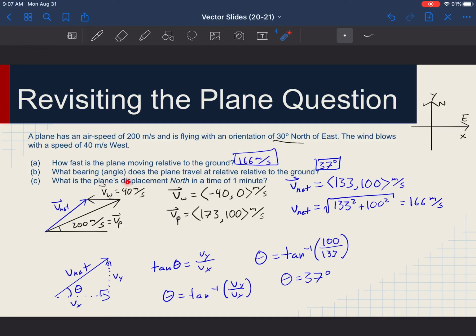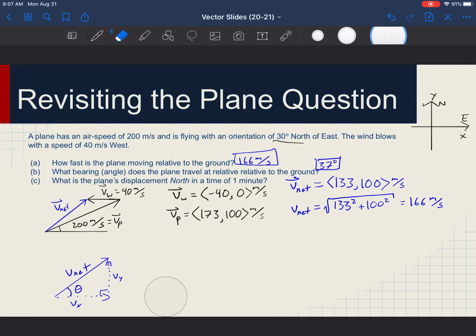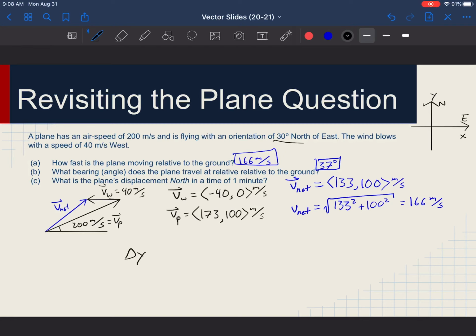Okay, what is the plane's displacement north in a time of 1 minute? Why don't we figure out the plane's displacement north as well as to the east? Because this is really important, and I want to stress it. If we want to find the plane's displacement north, we're looking to find a delta y. How far does it move in the y direction? To find this, we have to think about just the plane's motion in that direction. This velocity vector does just that. It tells me that the plane is moving at a speed of 133 meters per second this way and 100 meters per second that way.